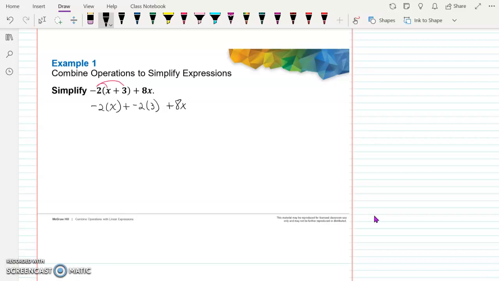Okay, let's go ahead and finish our multiplication here. Negative 2 times x would be negative 2x. Plus negative 2 times 3 would be negative 6. Go ahead and bring this plus 8x down. Now we want to examine and see, do we have any like terms? And we do. We have a negative 2x and a positive 8x. So we're going to rearrange this problem and put those together.